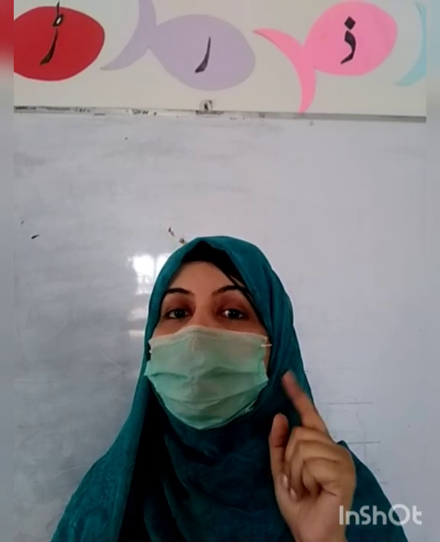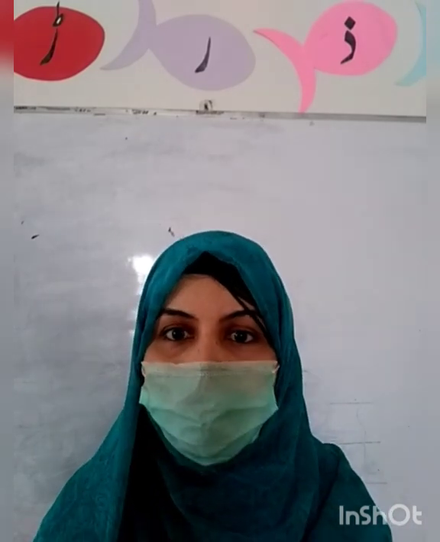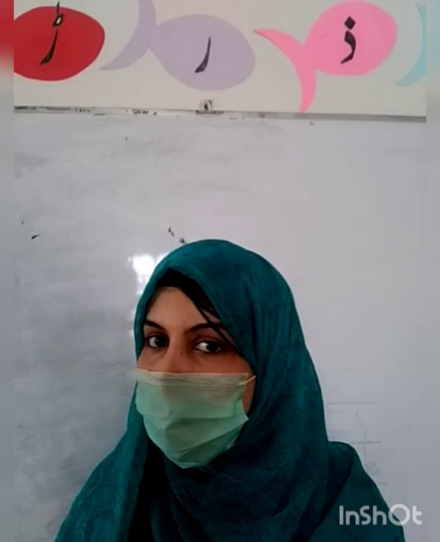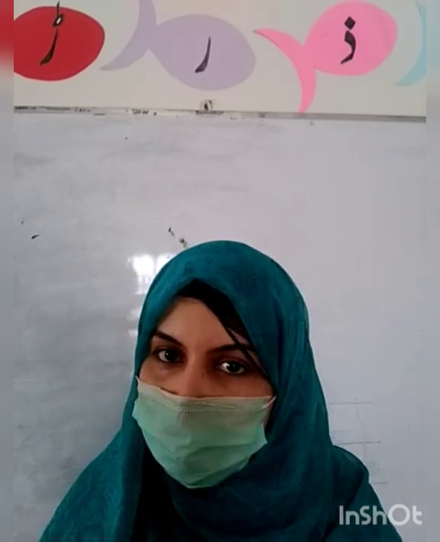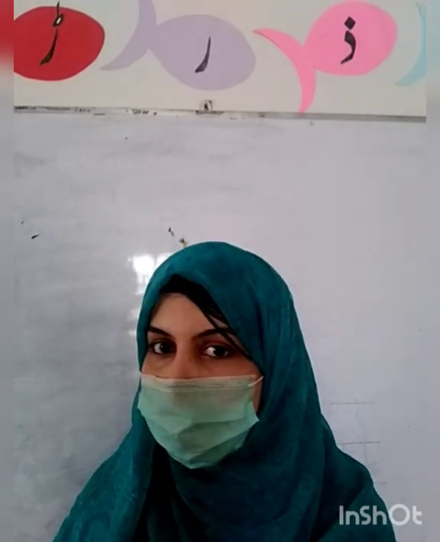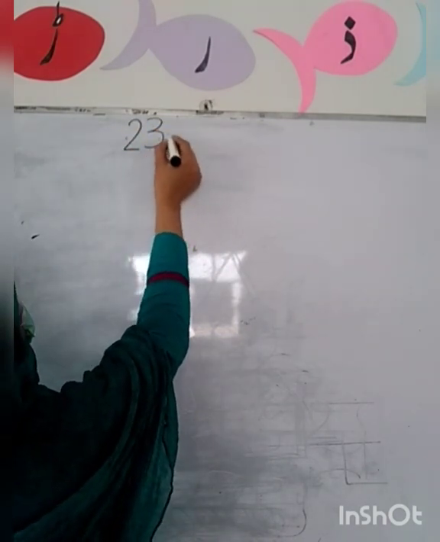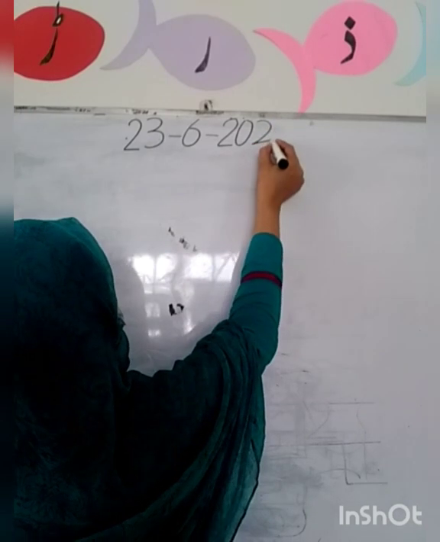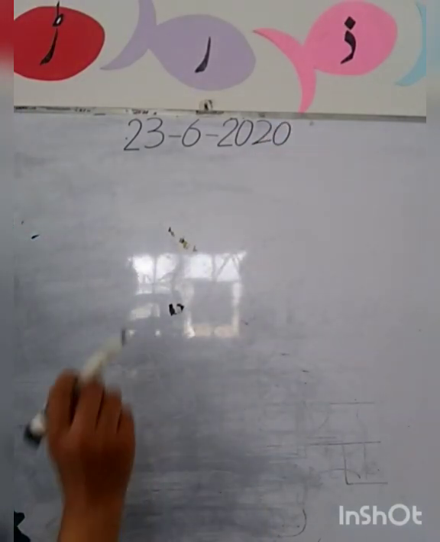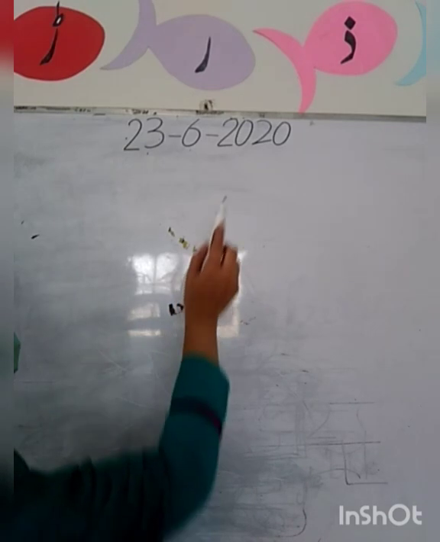Yesterday was 22 June 2020 and today is, what comes after 22? 23. Today is 23 June 2020. Should I write it here? Okay, I will write in front of you. June 2020.